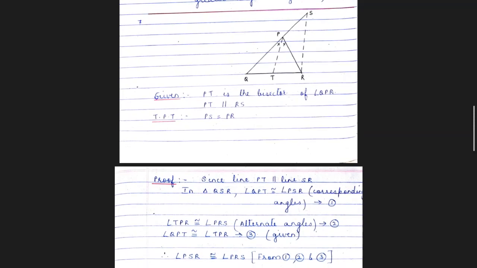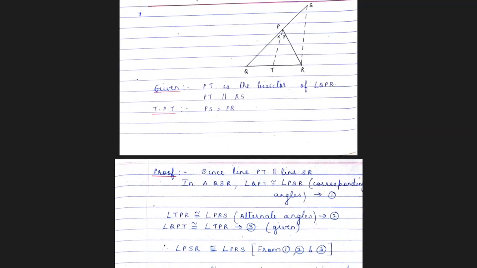Now, in question number 7, this is your figure. You are given PT is the bisector of angle QPR. You are also given PT parallel to RS. Okay, to prove PS is equal to PR. Now, since line PT is parallel to SR, in triangle QSR, which are the corresponding angles? Angle QPT and angle PSR.